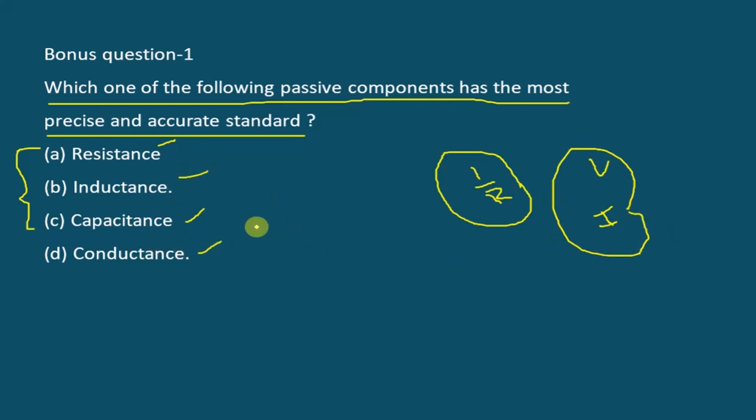Now come back to the question. So the question is basically asking which one of the following passive components is the most precise and accurate. So basically it is asking, let's suppose we have an inductance. How will the value of that inductor change according to other parameters related to the circuit and to the environment? Let's suppose we have a resistance of 5 ohm. Now how will this 5 ohm value change according to the other parameters of the circuit and environment?